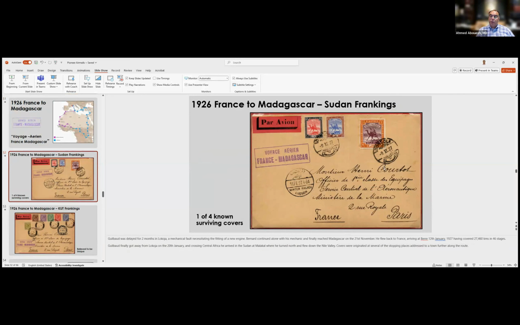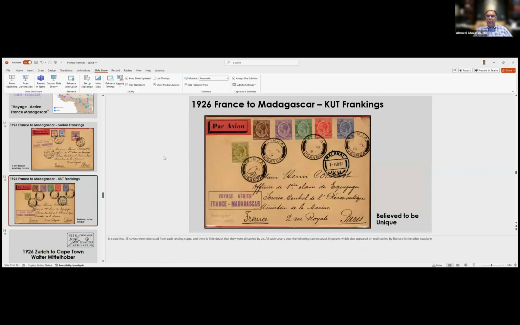The Sudan cover was posted in Sudan with the Winter Palace Luxor hand stamp. I believe Lucien Tutunji had the only cover with Egyptian adhesives, French post office adhesives, flying back to Paris. I was able to locate another one with Kenya, Uganda, and Tanzania frankings and the hand stamps there. And this is believed to be unique.